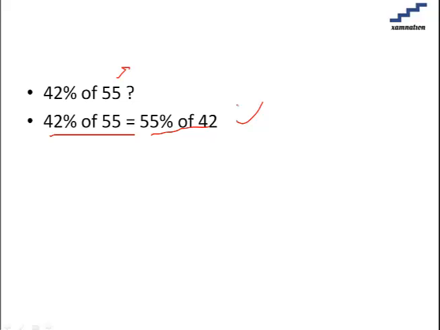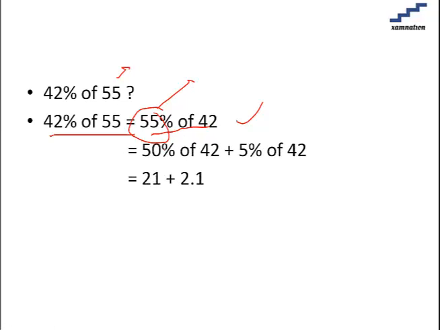I have used this same property in one of the previous questions. Now why have I written it like this? Because it can very easily be broken into 50% and 5%, and 50% is nothing but half of something. 1 by 2 is nothing but 50%. So 50% of 42 plus 5% of 42. Now 50% of 42 is 21, and 5% of 42 is nothing but 2.1. Whatever the 50% is, 5% is one decimal place to the left. So the answer will be 23.1.